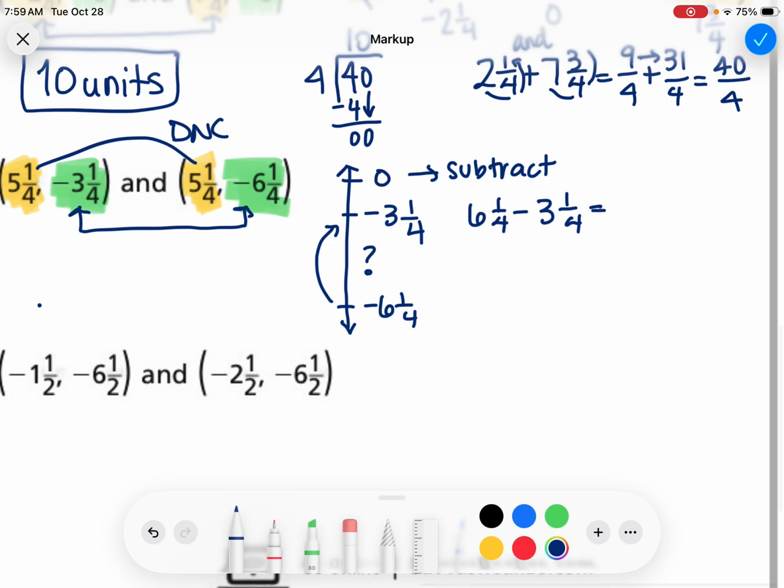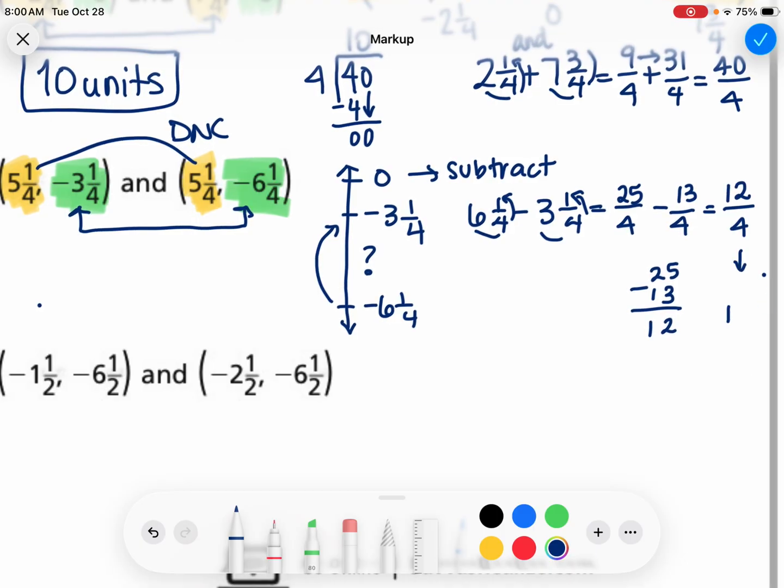In proper fraction, 6 times 4, 24, plus 1 is 25. 3 times 4 is 12, plus 1 is 13. Remember, we keep the common denominator, and we can subtract 25 take away 13. 5 take away 3 is 2. 2 take away 1 is 1. So it's 12 over 4. If I do 12 over 4, 4 goes into 12 3 times. So I am 3 units. And some of you could already tell me that.